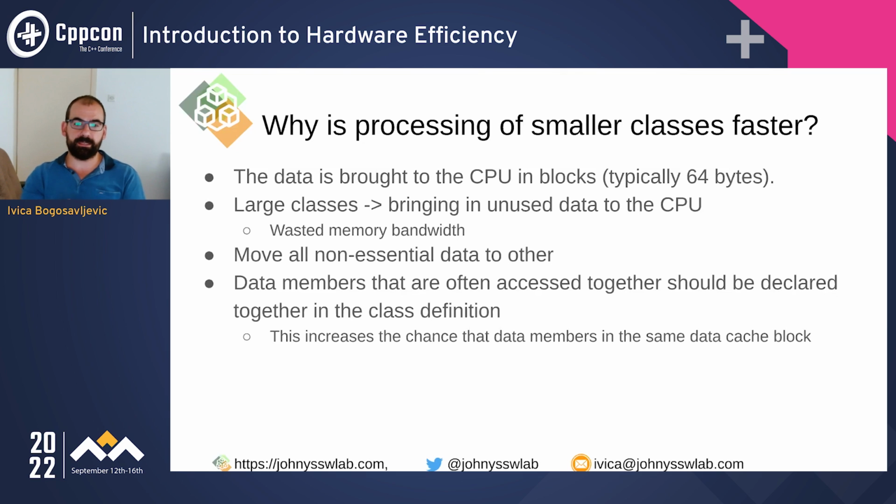Also, the data members that are often accessed together should be declared together in the class definition. So if you have a class, and inside you're declaring members, those that you access together, you should declare them one after another. Because this increases the chance that the data members are in the same data cache block.